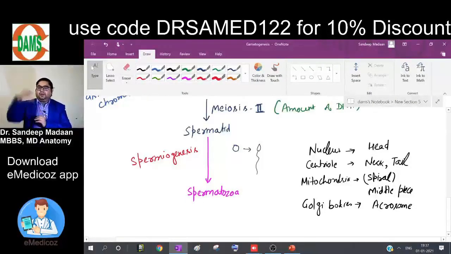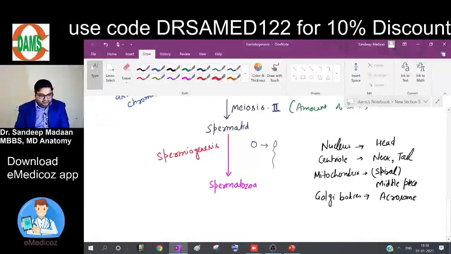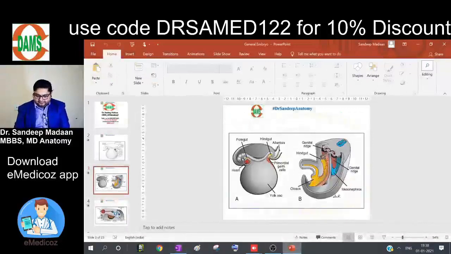The centriole, one of the centrioles remains in the neck, and the important structure that centriole is going to make is the tail. Okay, and the spiral mitochondria is going to make the middle piece of the spermatozoa. Is that fine? Yes. So let us understand. Let us look at the diagram where this is all happening. All right. Till now everything is clear?